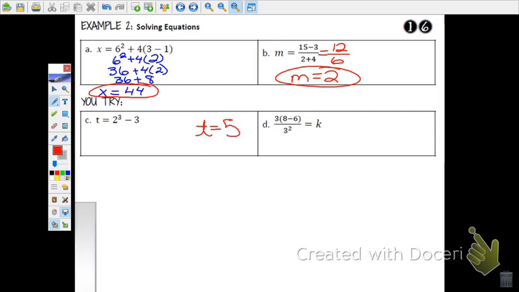What did we come up with for an answer for D with our fraction? What? 1.5. No, not 1.5. What did you come up with? Okay. K equals 2/3. So in the numerator, 8 minus 6 gives me 2. Times 3 is 6. 3 squared is 9. And then we need to reduce or simplify that fraction to get our answer of 2/3.